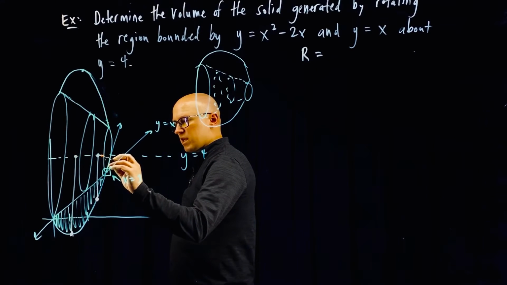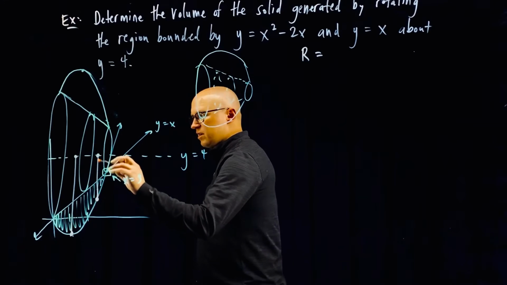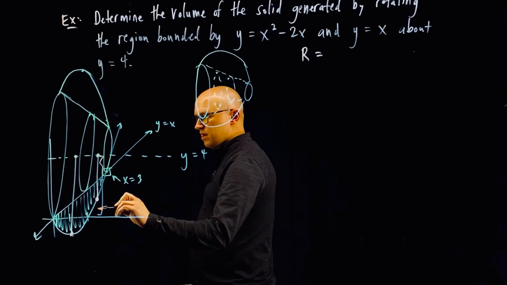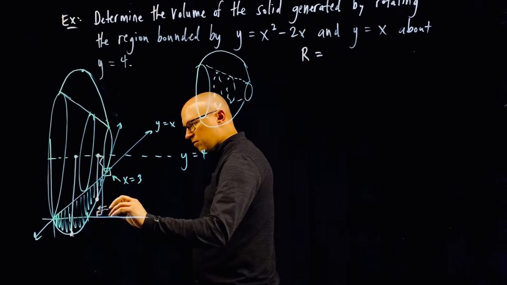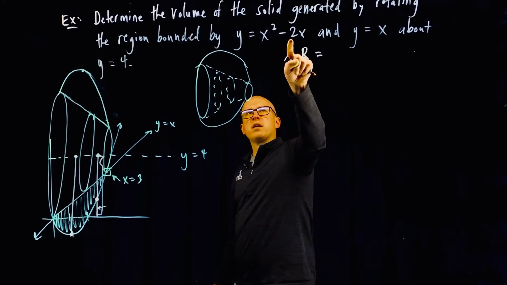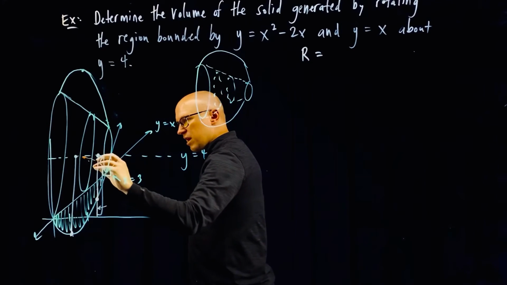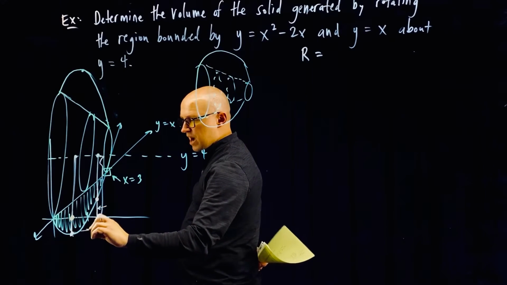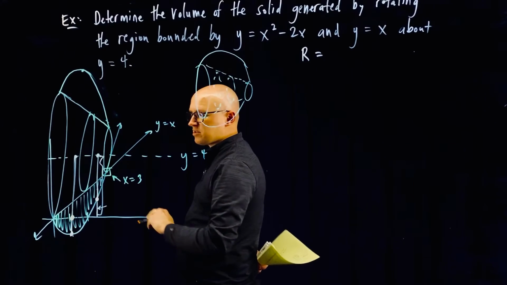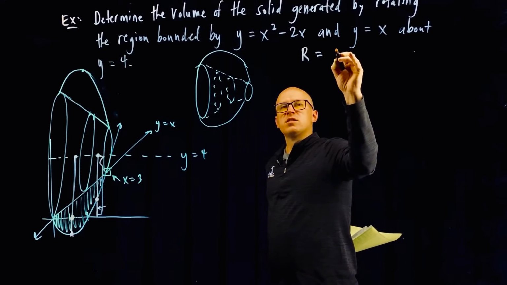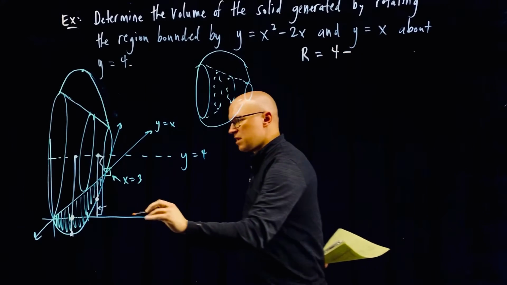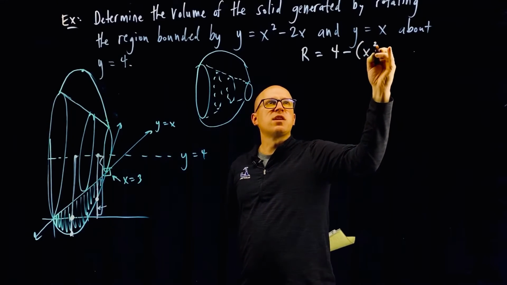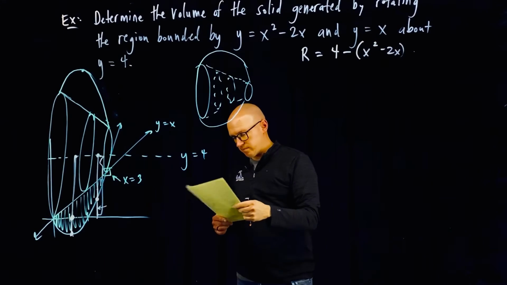Let's focus on this one here. This distance right here, I could represent by saying this all the way is 4, but I need to get rid of this part right here, and this part is our x squared minus 2x. I'd have this full distance and subtract away this bottom one. Big R is going to be 4 minus this piece represented by this parabola, and I'm going to put that in parentheses.